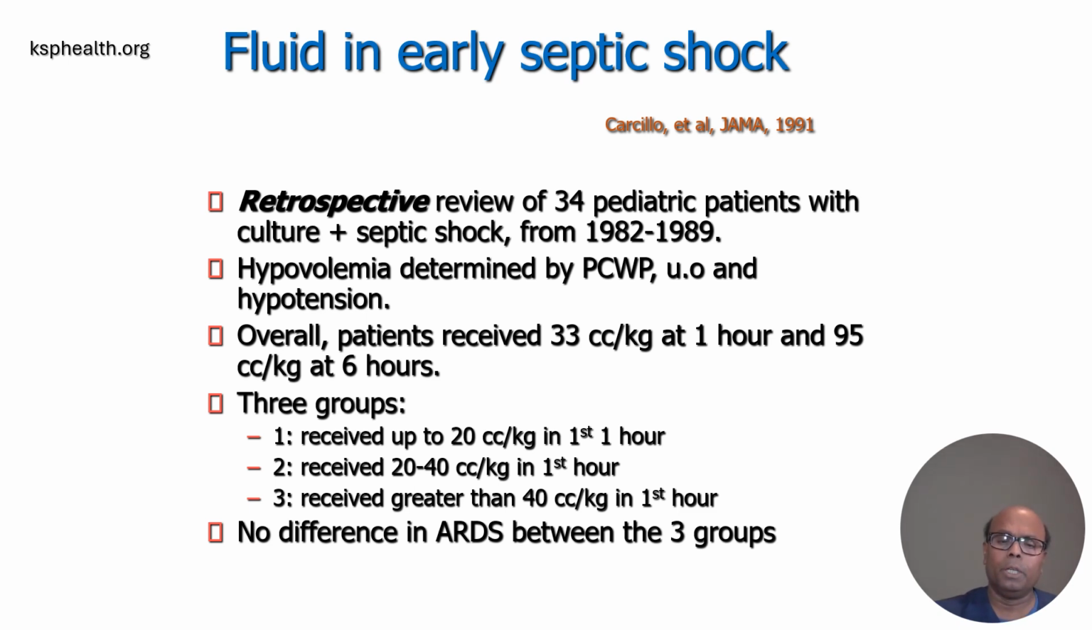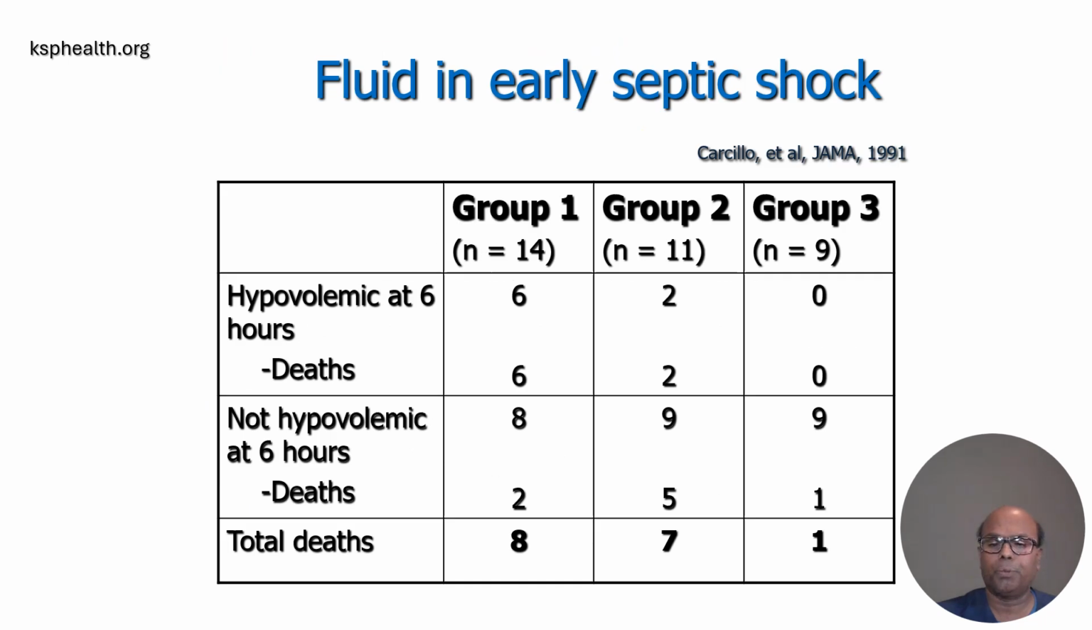There were three groups. The first group received less than 20 cc per kilo in the first hour. The second group received 20 to 40 cc per kilo in the first hour, and the third group received greater than 40 cc per kilo in the first hour. There was no difference in ARDS between these three groups. But when you look at the total deaths, it is higher in the first group, where 14 out of 18 patients died.